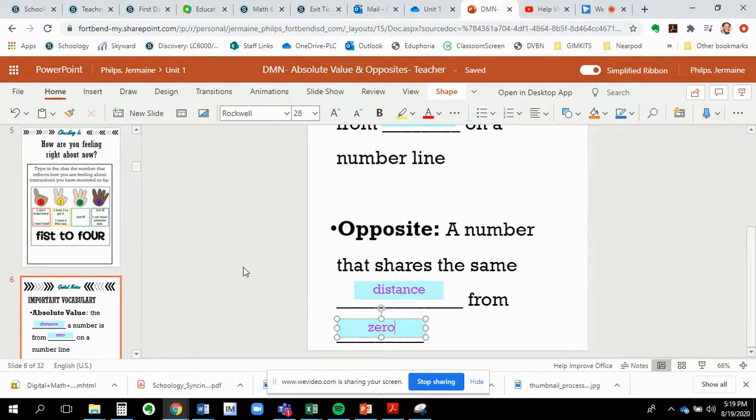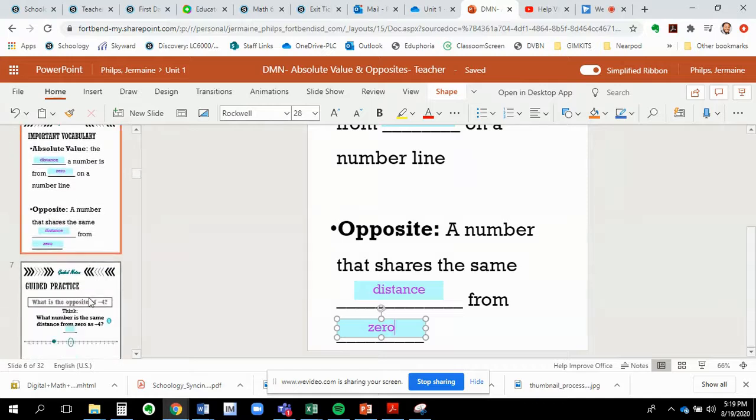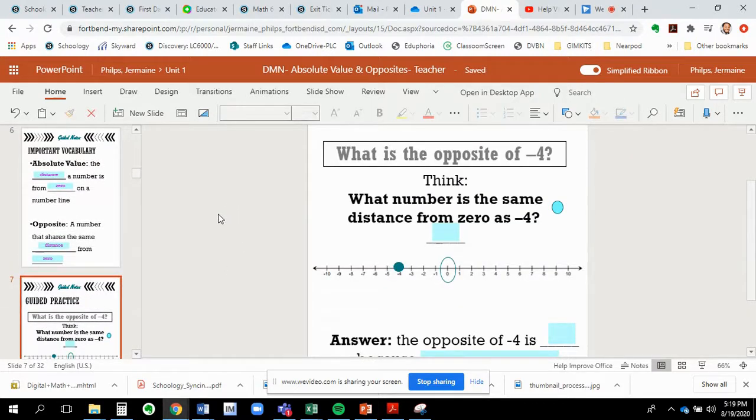So let's look at some examples to get a better understanding of this. So our first one, our guided practice. What is the opposite of -4? So I'm gonna give you a second to think about it.